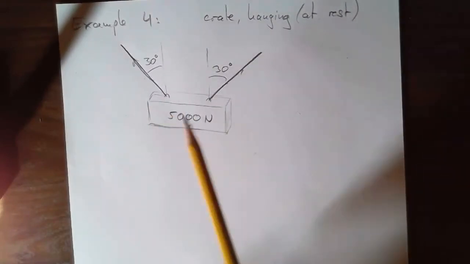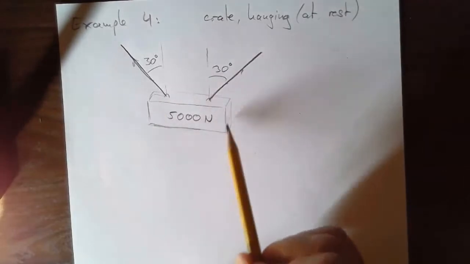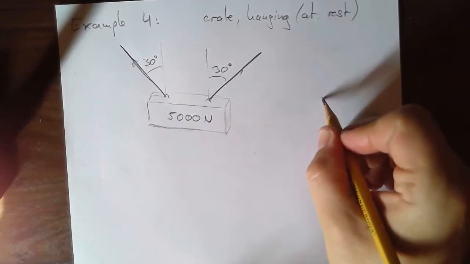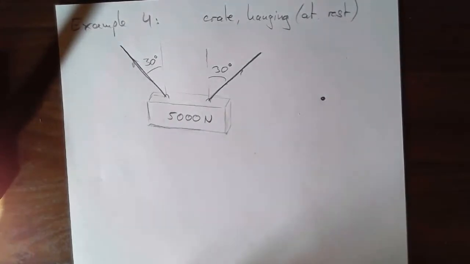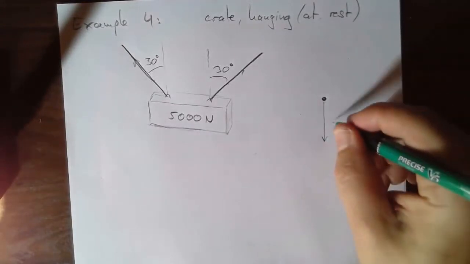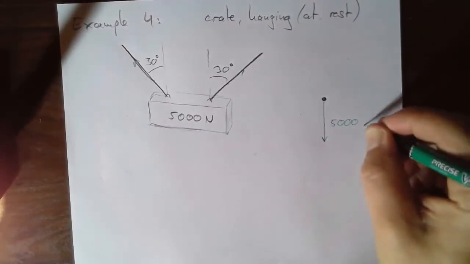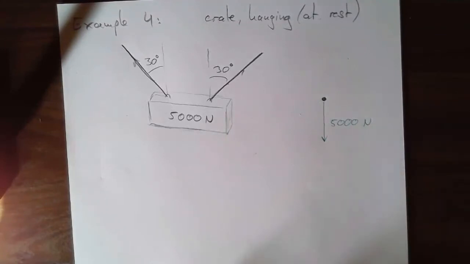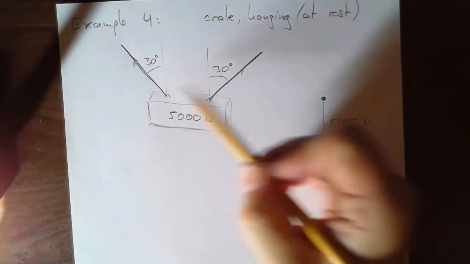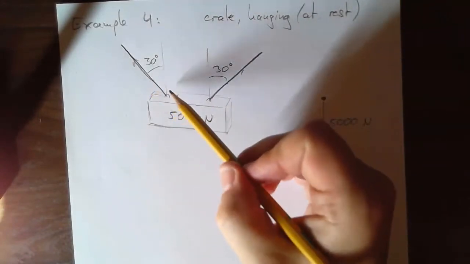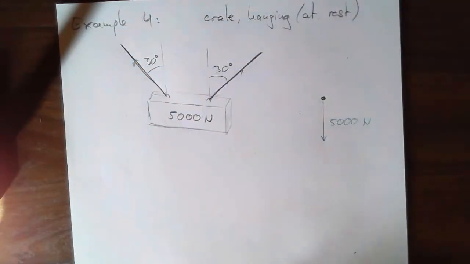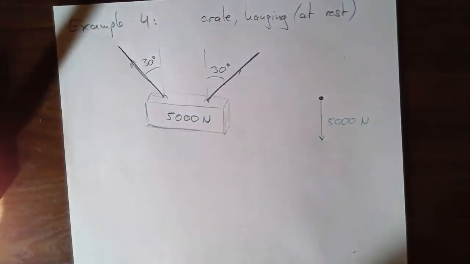So let's analyze the forces. What forces are acting? There is the weight, and there are the two tensions. Let's draw a free body diagram. So the weight is going to be down, and it's 5,000 newtons, and then the cables can only pull in the direction that they're in, right? Again, if the cable is attached like this, you can only pull in this direction.